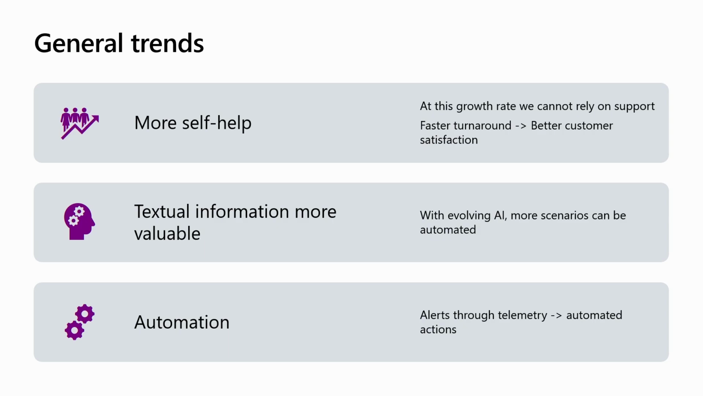We can also see that textual information gets more and more valuable, because with AI, we have the ability to actually use the text more. So provide more text around the errors, provide more context. And also, we see more and more needs for automation. You can set up alerts through telemetry so that you automatically restart a server if a certain error happens, etc.